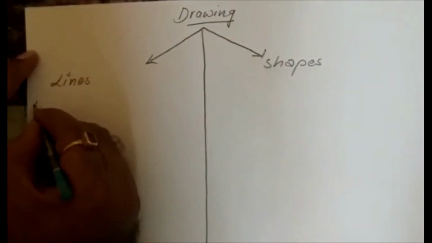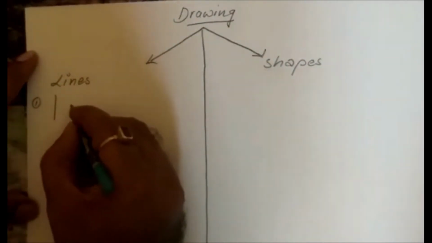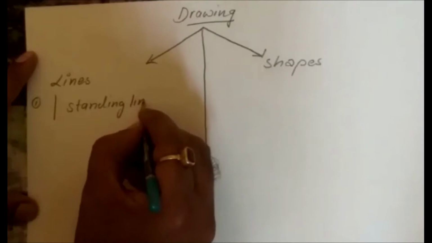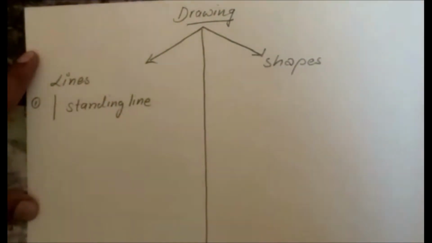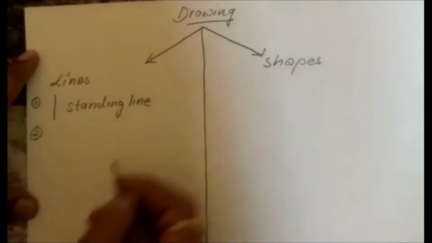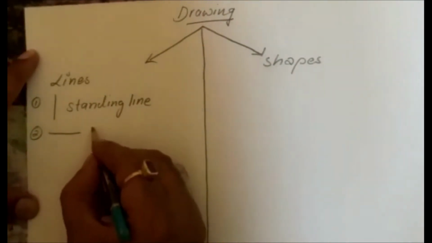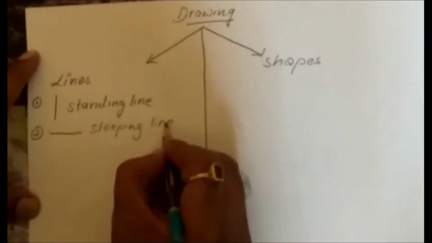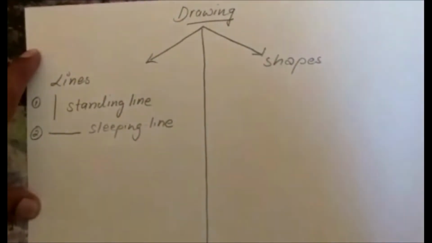So first, one of the important lines, that's the standing line, which will be used in most drawings. If you want to make a house, a table, a chair, a wardrobe, you have to use a straight line. If you are going for a second line, that's a sleeping line. With the sleeping line you can make land, a table, a house, a roof.